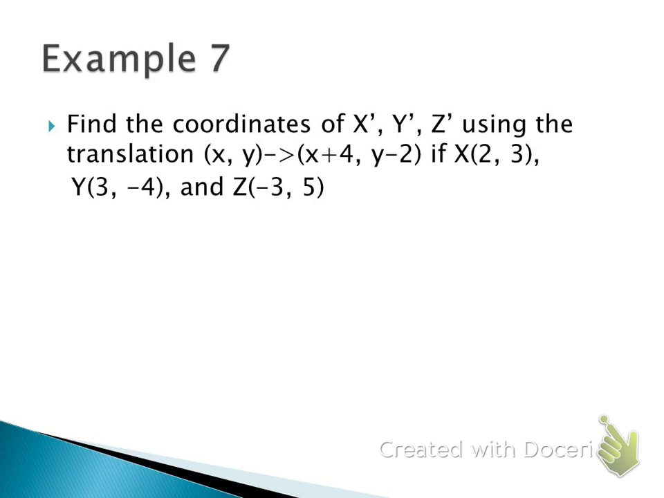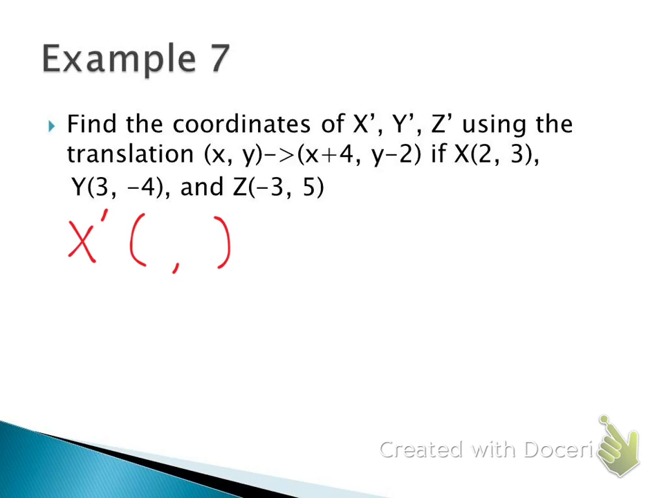Find the coordinates of x prime, y prime, z prime using the translation. X, y goes to x plus 4, y minus 2. And they gave us all of our points for x, y, and z. So this is going to be very similar to the last one. They've just given us names for all of these points, instead of splitting it up and acting like they're separate questions. So in order to find x prime, I need to take 2 and 3 and plug them into x and y of my coordinate notation.